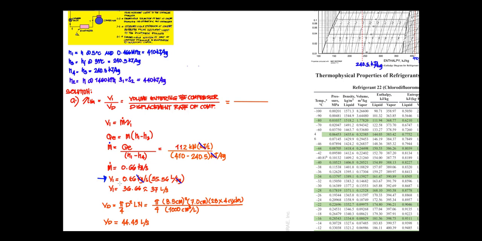Now let's substitute in values. We have your V1, which is 37 liters per second, divided by 44.49 liters per second. We cancel out the units here, so we have the efficiency. The value for this is around 83.16% efficiency of the compressor.